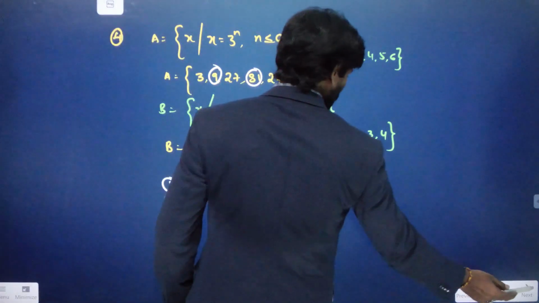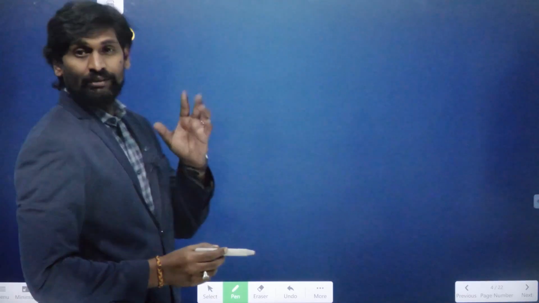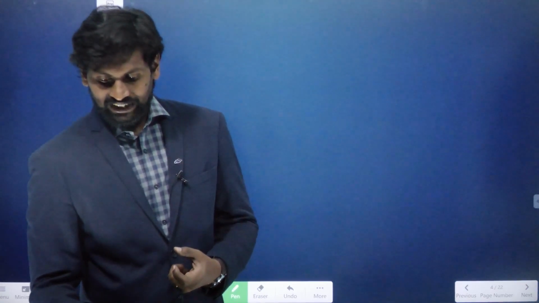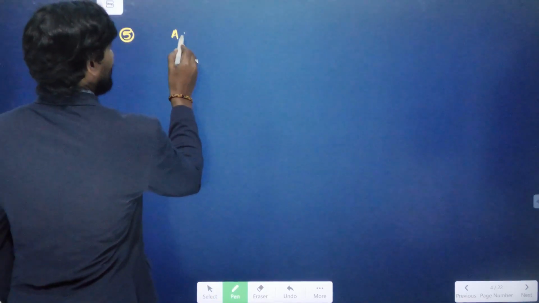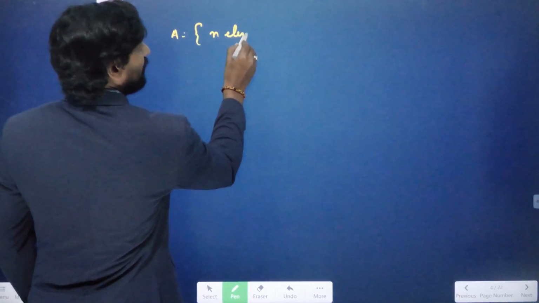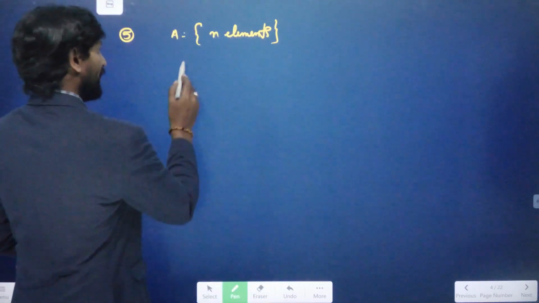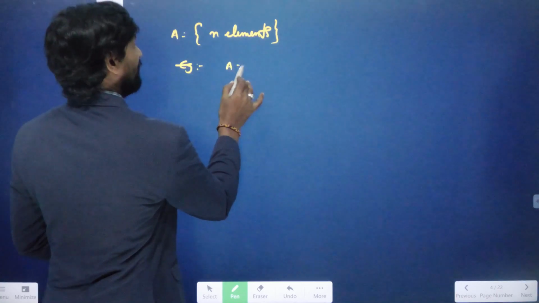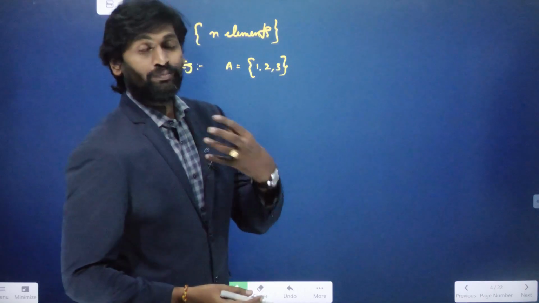Problem number 5. The question is given that the total number of elements in the power set of a set A containing n elements. Set A is containing n elements. The number of elements in the power set. What is a power set? The set of all subsets of a set A. Okay? Let us take one example here. So I am taking set A having elements 1, 2, 3. 3 elements are there. Then what are all the possible subsets?